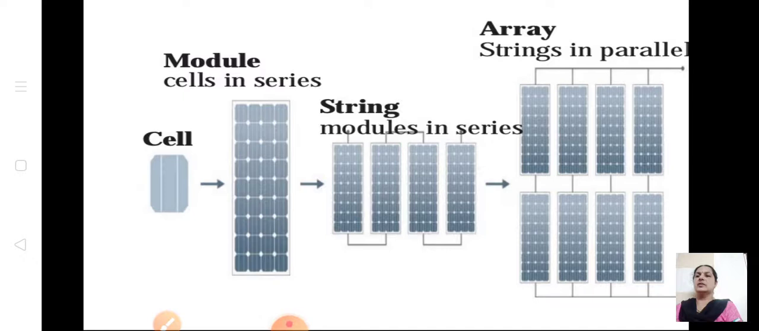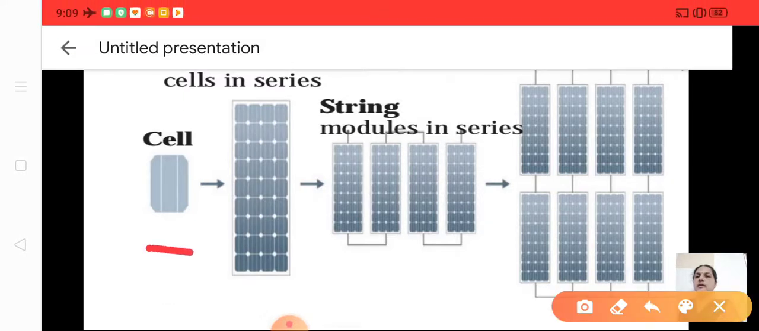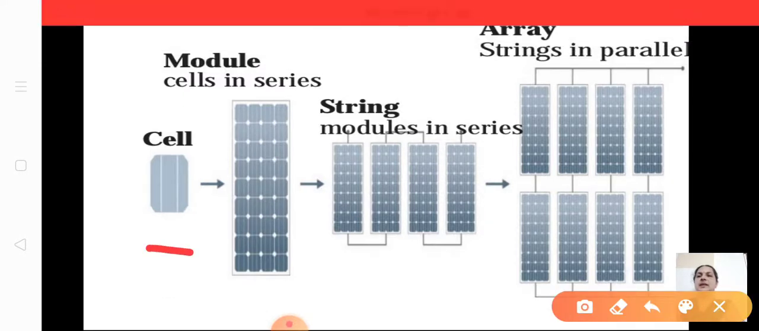Okay, what is a single one called? This is the solar cell. When many solar cells are connected like this in series, it is called the module. Many panels connected in series are called a string. And many strings connected in parallel to each other are called the array.